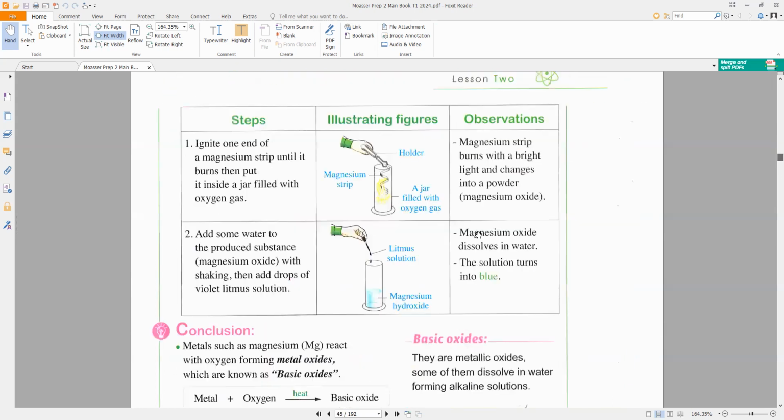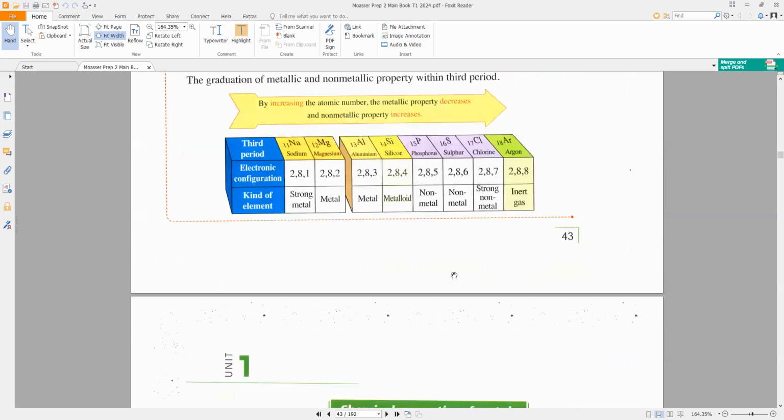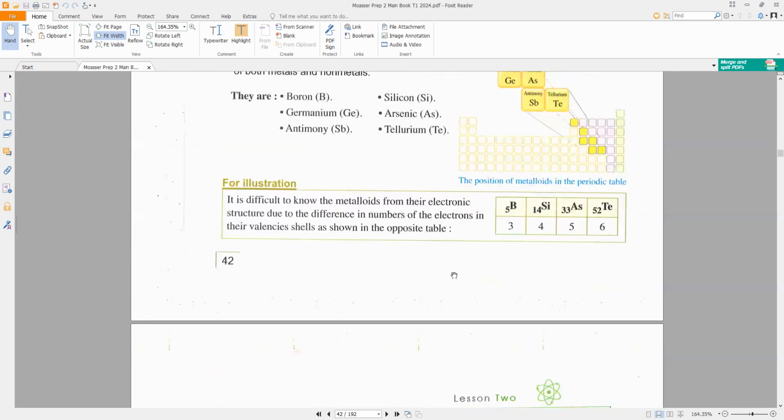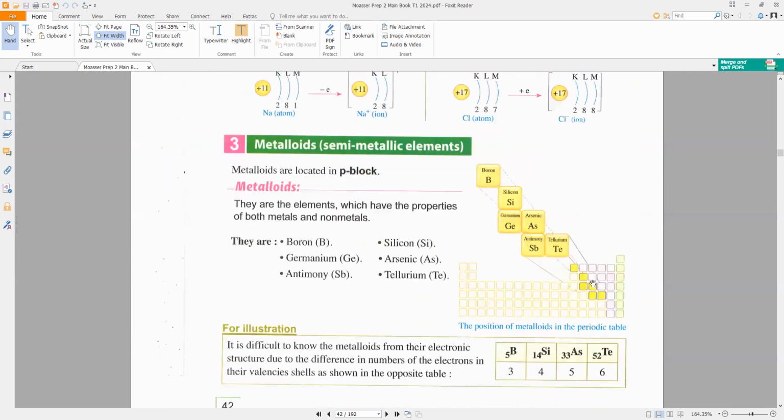What about the metalloid? What's meant by metalloid? Metalloid is an element located in the block, as we see. The yellow color here is metal, the dark yellow color is metalloid between metal, and the violet color is non-metal, and the noble gas is at the maximum right. So the metalloid is between metal and non-metal.